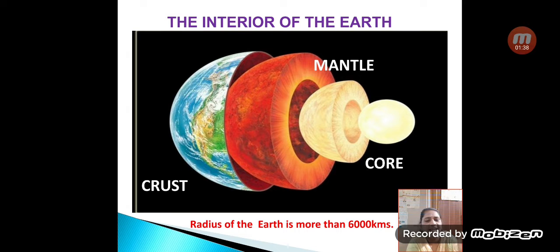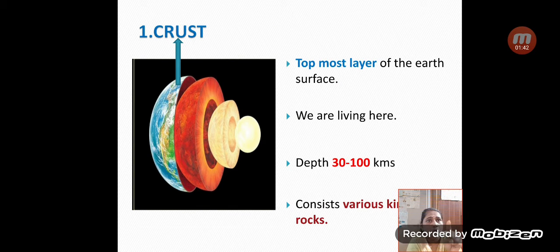We look in detail at the crust. The crust is the topmost layer of the surface. We are living here. Its depth is around 30 to 100 kilometers. The crust consists of various kinds of rocks.